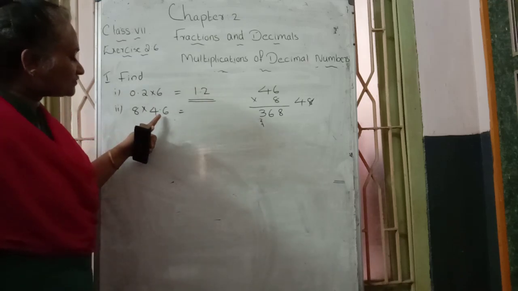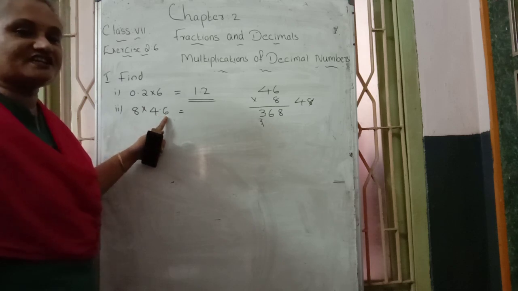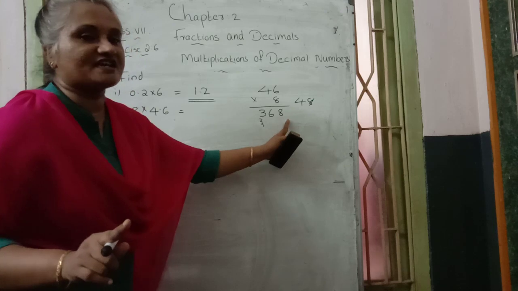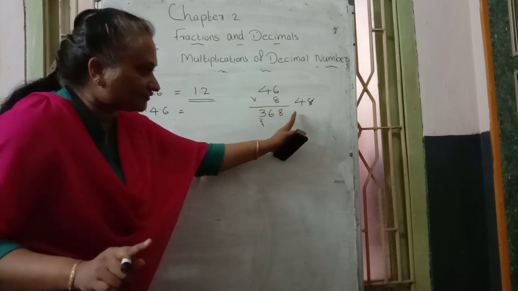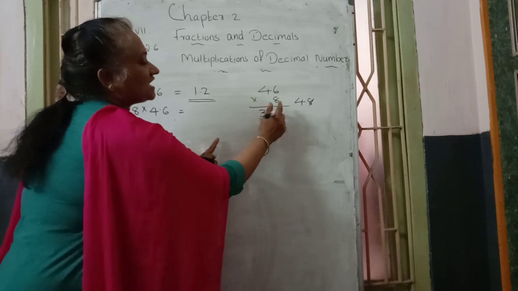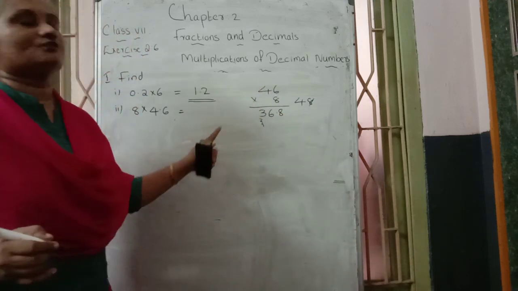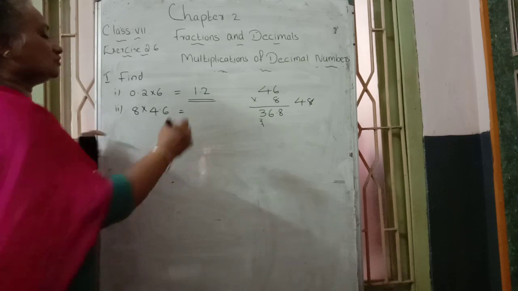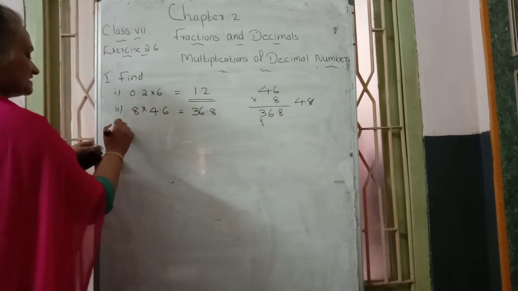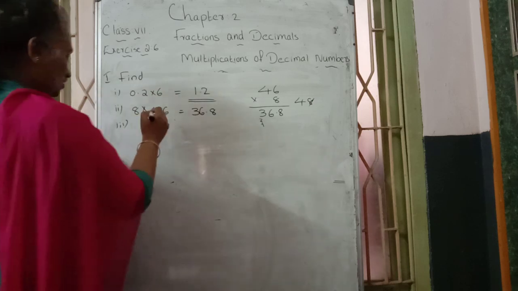Then see, in the multiplicand place, after the decimal point how many digits? 1 digit is there. That's why in the answer place we count starting from right to left 1 place. So count 1 place and the point is kept here. So the answer is 36.8.